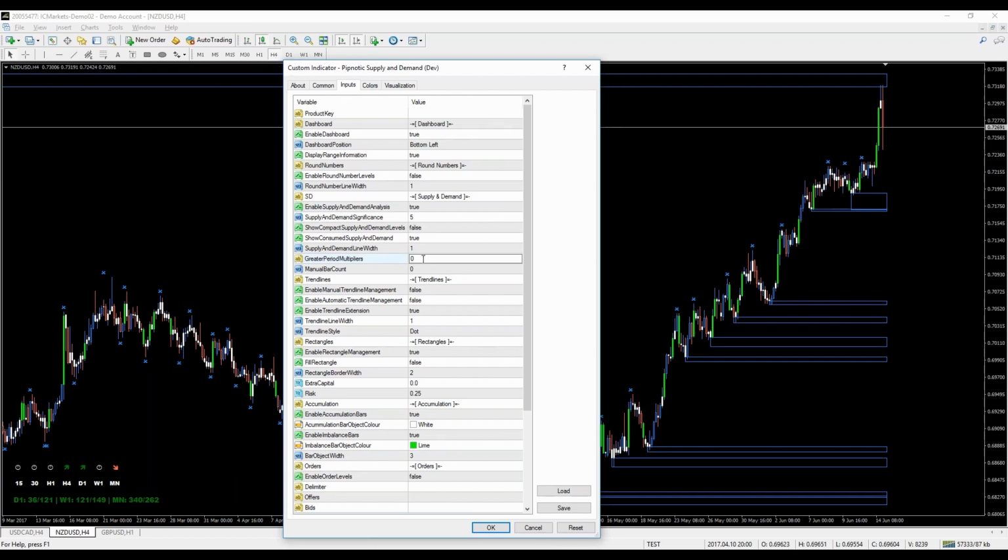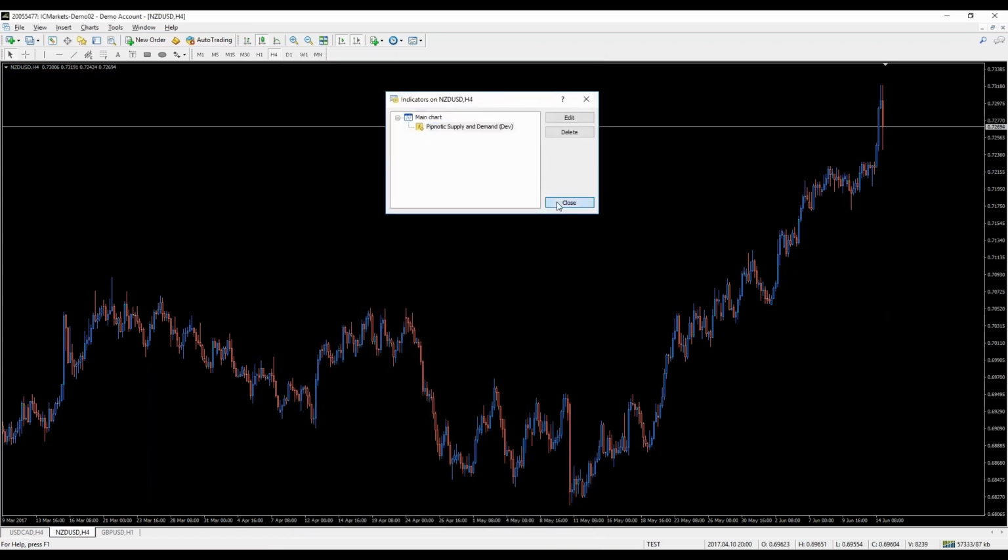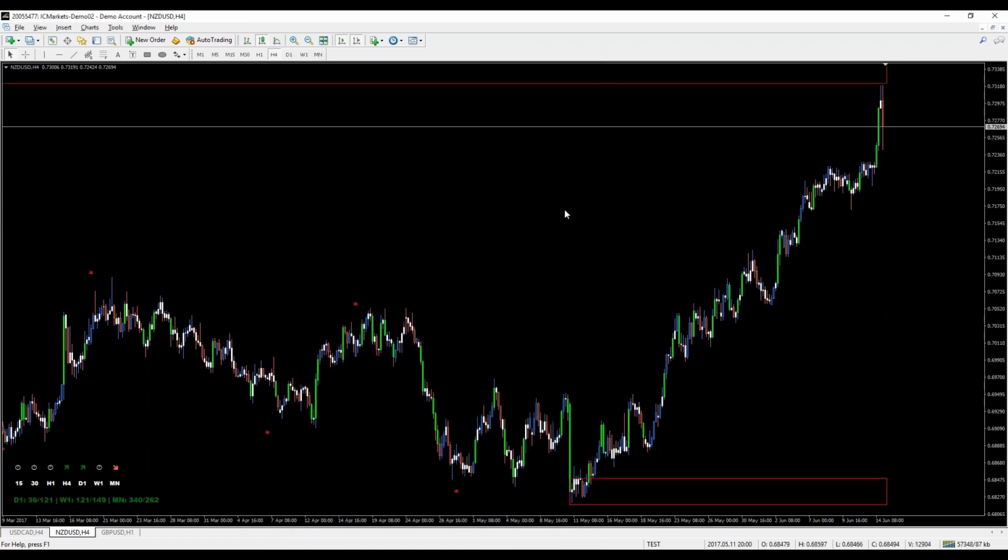But if we put this on, for example, 1, then it's going to look at the current time frame plus 1, which puts us on the daily chart. So if we're on the 4-hour chart and this is set to 1, then we can see daily levels on the 4-hour chart. And here you can see the consume supply, consume demand, consume supply, consume demand, and existing and valid demand here.